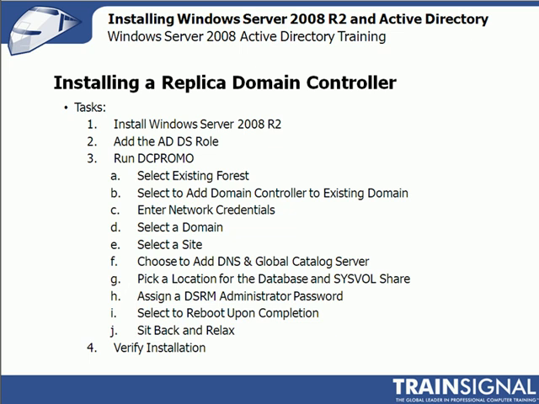And actually, I can tell you that sites is something we'll talk about in an upcoming lesson later on in the course. But I'll talk about exactly what we're going to do right now with selecting a site when we get into the actual wizard. Again, we're going to choose to add DNS and global catalog server. We're going to pick a location for the database and sysvol share, assign a DSRM administrator password, and check the box for rebooting upon completion. Sit back and relax, and then verify the installation. So as you can see, these steps are going to be very, very similar.